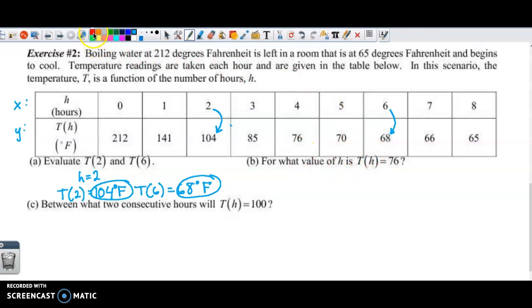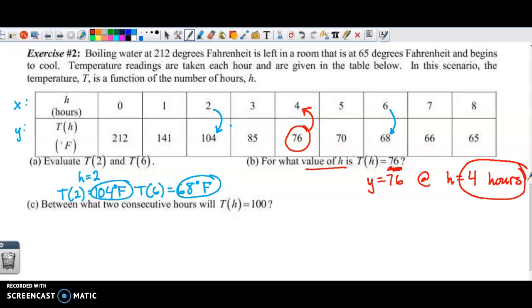Well, if we look at the next one where they say to what value of h, so we need the value of h up here, 0 through 8, is t of h equal to 76. So now it's basically saying y equals 76. I know I put the y here. So you're going to where y equals 76. And you want to go backwards to say that happened at h equals 4 hours. And again, you don't have to put the units in there, but interpreting that answer is super important.